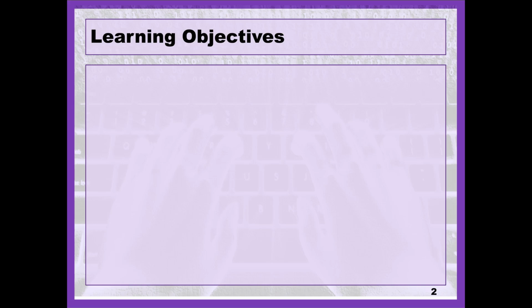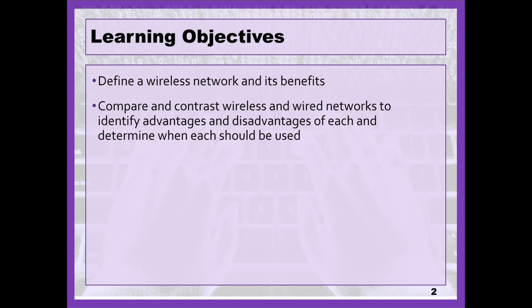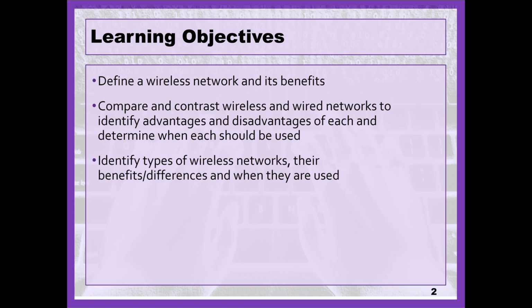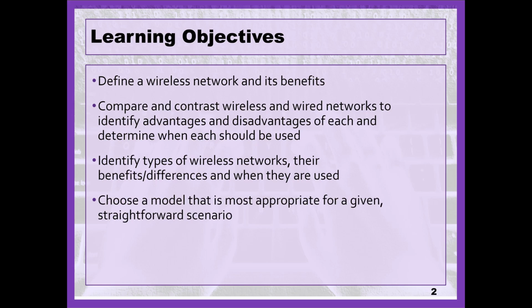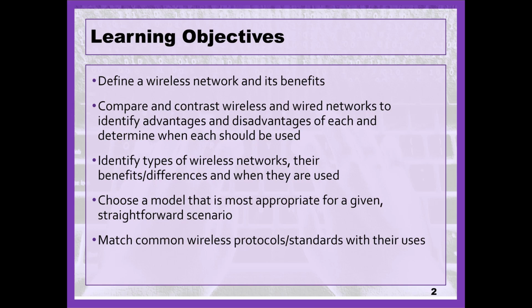In this first lesson, we will explore wireless networks and their common uses, types, and protocols. By the end of this lesson, you should be able to define a wireless network and its benefits, compare and contrast a wireless and wired network to identify advantages and disadvantages of each, as well as determine when each should be used, identify types of wireless networks, their benefits, drawbacks, and differences, and identify when they are used, choose a simple model that is most appropriate for a given straightforward scenario, and finally, be able to match simple, common wireless protocols and standards to their uses.